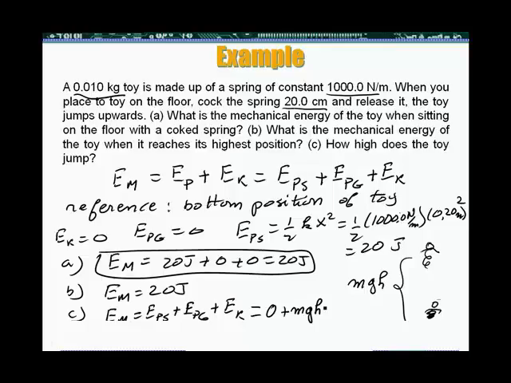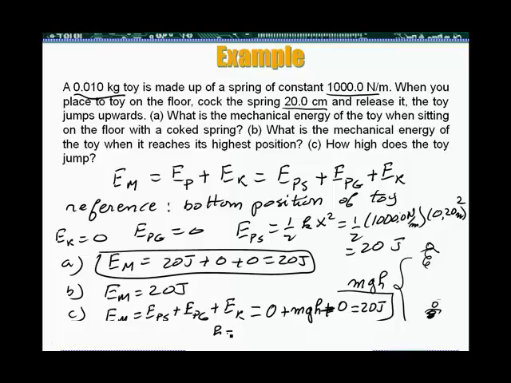We don't know it, since we don't know what h is. My kinetic energy, when we are going to be on top, is going to be 0, because that's the topmost position. That's when the toy is going to momentarily stop. So what that tells me is that mgh, or the gravitational potential energy, is going to be equal to my overall mechanical energy. It's going to be equal to 20 joules. So we can solve for h from there by dividing both sides by mg.